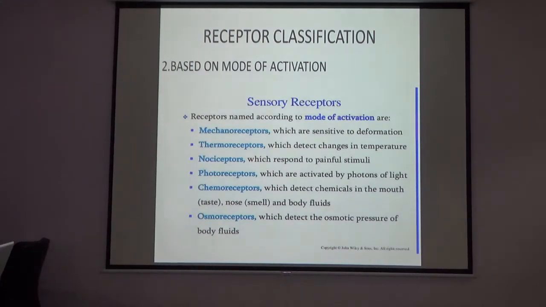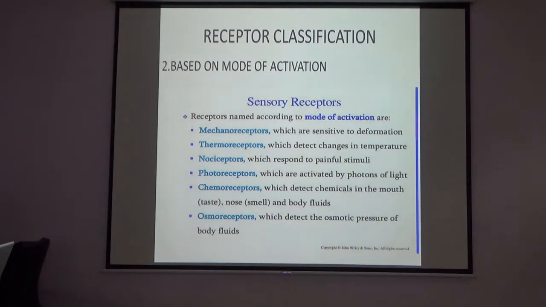Then what are thermoreceptors? As the name suggests, they detect changes in temperature. Then there are nociceptors which respond to painful stimuli. These nociceptors are of two types. A delta, which are mechanical nociceptors which respond to sharp pain, and then there are C polymodal nociceptors which respond to several types of noxious stimuli, which include thermal and chemical.